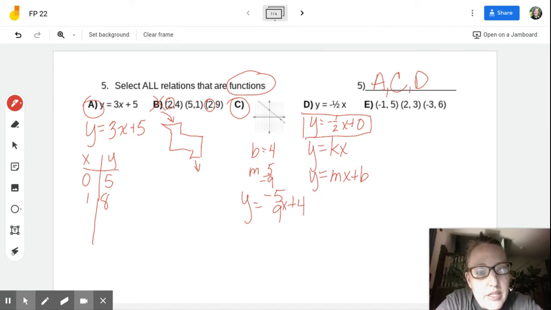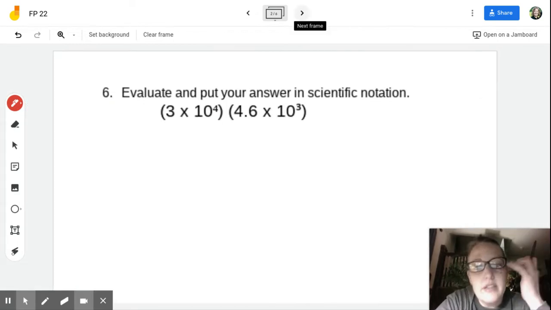So here I'm putting in a negative 1 and I get out a 5. Putting in a negative 2, I get out a 3. Put in a negative 3 and I get out a 6. This has no repeating x's, right? They don't repeat. So we're going to call that a function.